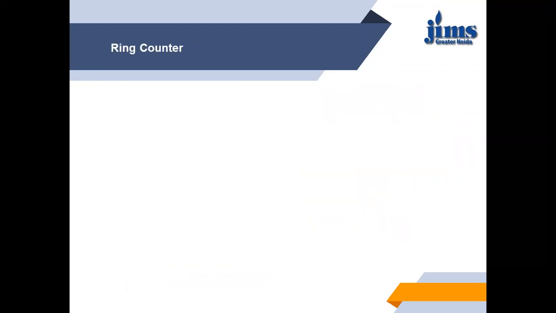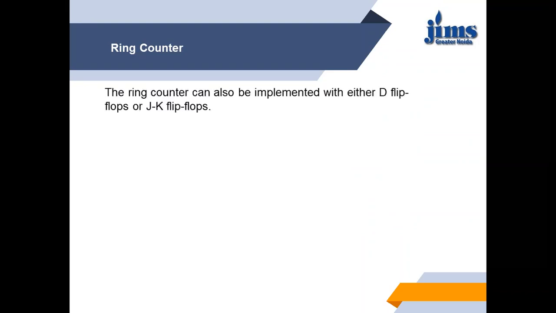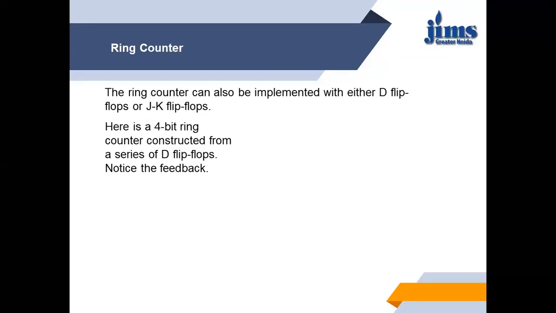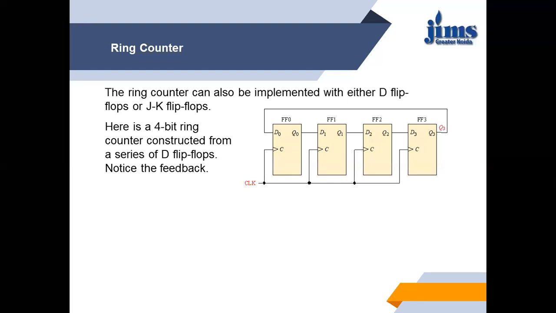Now another arrangement is the ring counter. That is the last topic of the shift registers. The ring counter can also be implemented with the help of either D flip-flop or the JK flip-flop. So here is the arrangement with the D flip-flop, and you can notice the feedback. The only difference is that here Q3 is input to D0 instead of Q3 bar. This is the only difference in the feedback.